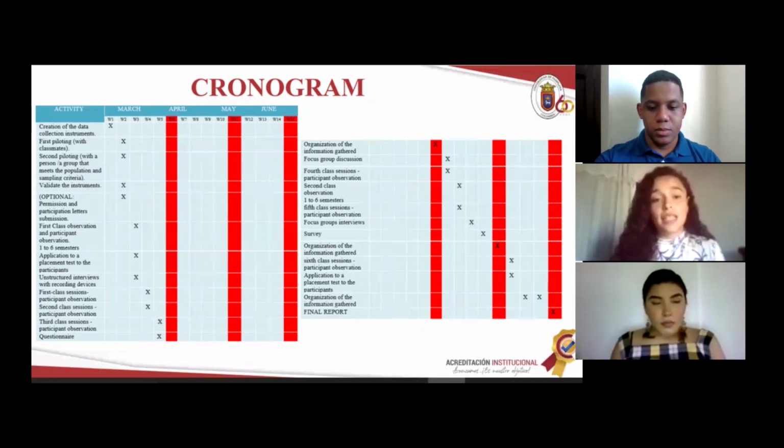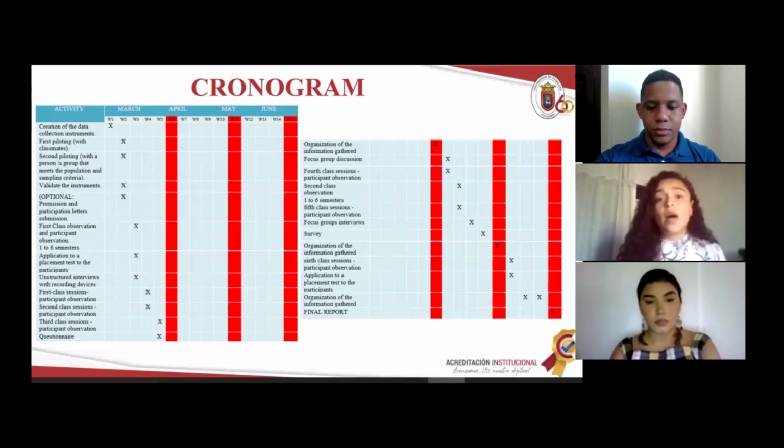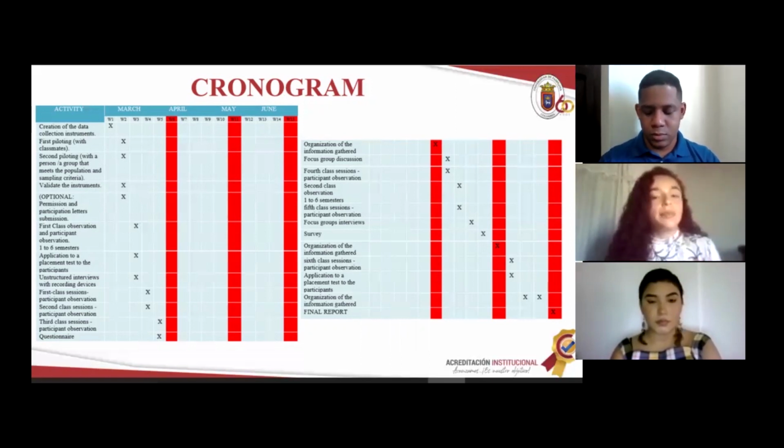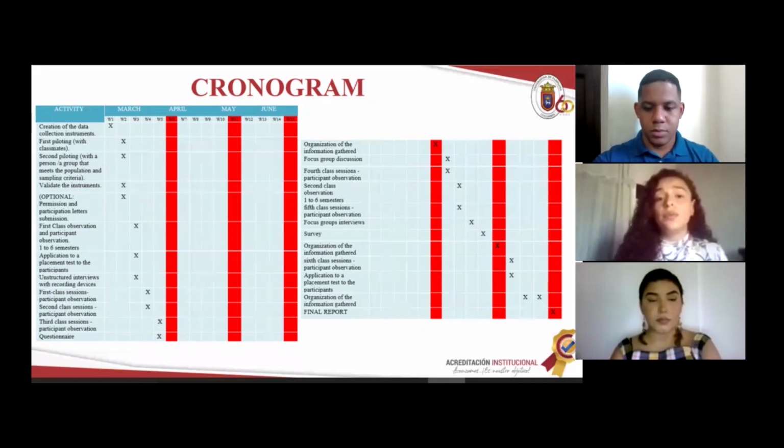Then a class session to implement the cultural capital in order to develop the students' skills. Also a questionnaire to gather quantitative information regarding the students' learning process towards the new methodology implemented. And the focus group discussion is to gather qualitative information regarding the students' learning process.